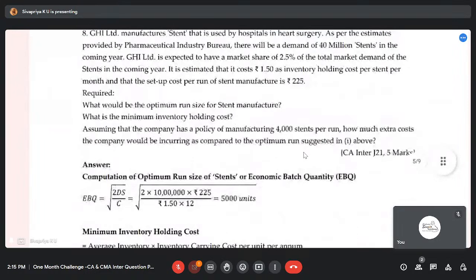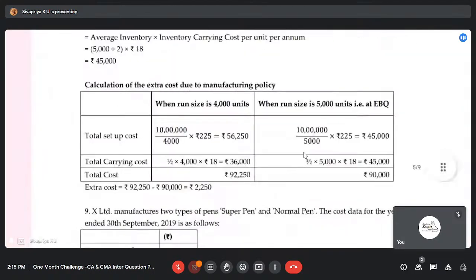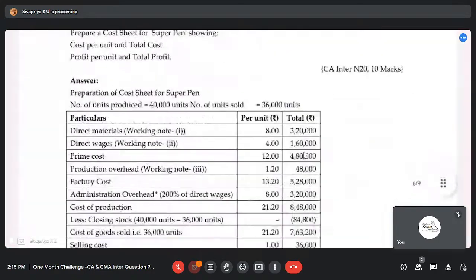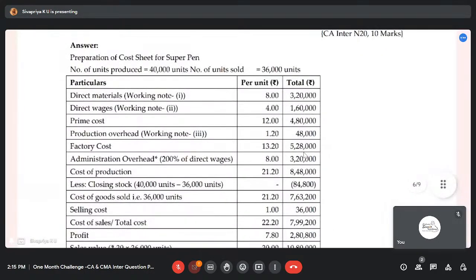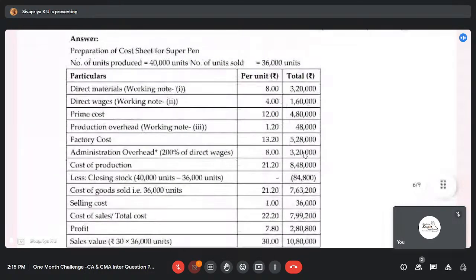Question number 8. Economic batch quantity 5,000 units. Minimum inventory holding cost 45,000. Calculation of extra cost due to manufacturing policy: 2,250. Question number 9. Cost sheet. Number of units produced 40,000, sold 36,000. Profit 2,80,800, sales 10,80,000.